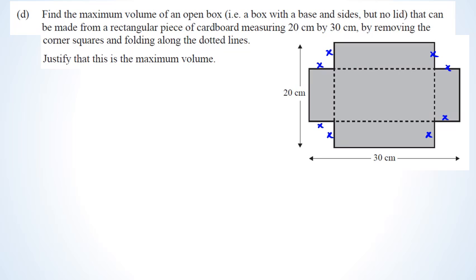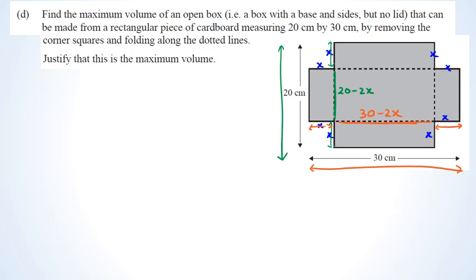But here's the thing. This little part here, this green part, on the outside is 20 take away 2, because I'm looking at this part here. So that's 20, and then I'm getting rid of this x here, and I'm getting rid of this x here. So the green part here is going to be 20 minus 2x. And likewise, I'm going to have the orange part here. So 30 is the whole thing, and then I'm taking away this x, and then I'm taking away this x. So the orange part here is going to be 30 minus 2x.